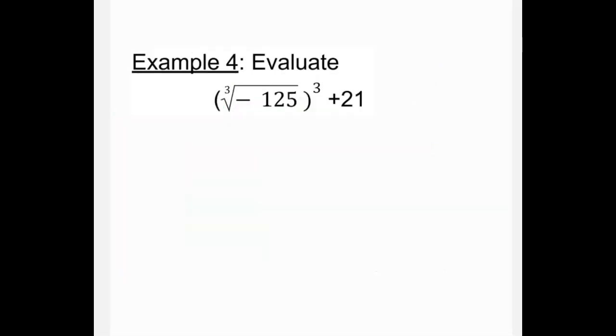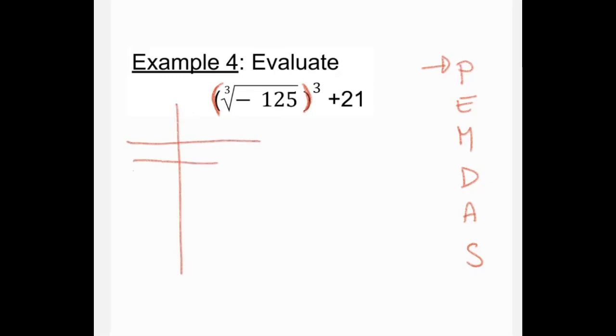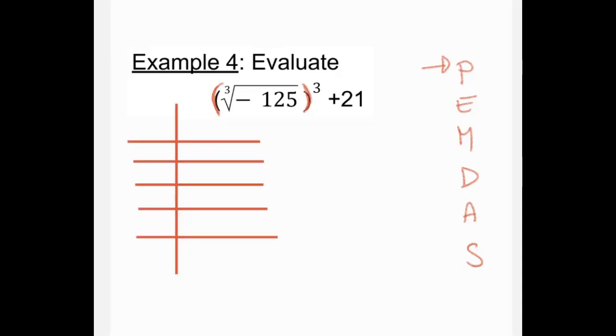In example 4, we're going to go ahead and continue to evaluate. So let's go ahead and put our order of operations. Okay, we do have a parentheses first. So that's going to be all of this right here inside, which is that cube root of negative 125. So let's go ahead and put our division ladder together for that. And we'll probably have to do a couple of rounds. So let me just go ahead and put the lines there for us.